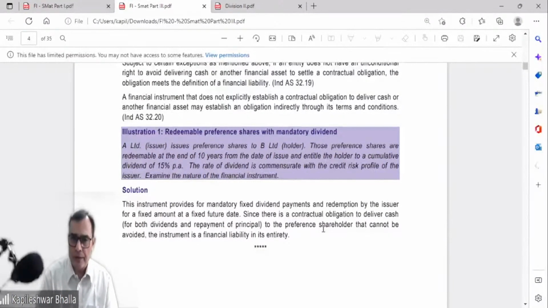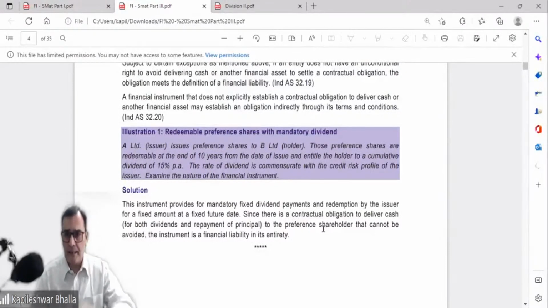And then it adds, the rate of dividend is commensurate with the credit risk profile of the issuer. So basically, I am paying the rate which I am supposed to pay considering my credit risk profile. We'll talk of this a little later because credit risk is something we'll discuss in financial instruments, typically when we come to the concept of creating a provision, what we call an expected credit loss model. All that later. Don't even think about it right now. Examine the nature of the financial instrument.